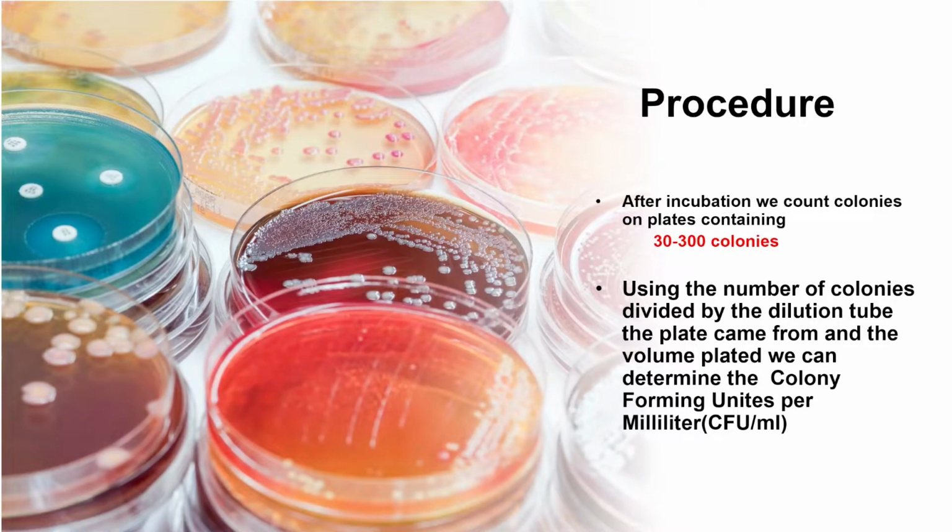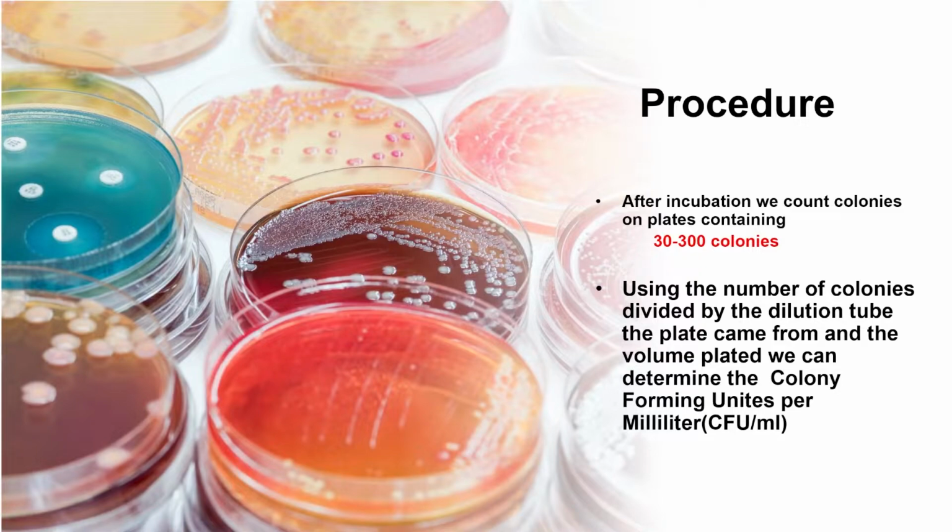All right, we're going to be talking about serial dilutions and how to perform them, as well as do the calculations. The procedure is pretty basic. After we incubate the samples that have been diluted, we are looking for plates that contain between 30 and 300 colonies. Using the number of colonies, we can divide by the dilution tube the plate came from and the amount we plated. That is also a type of dilution. So we can determine the colony forming units per milliliter.